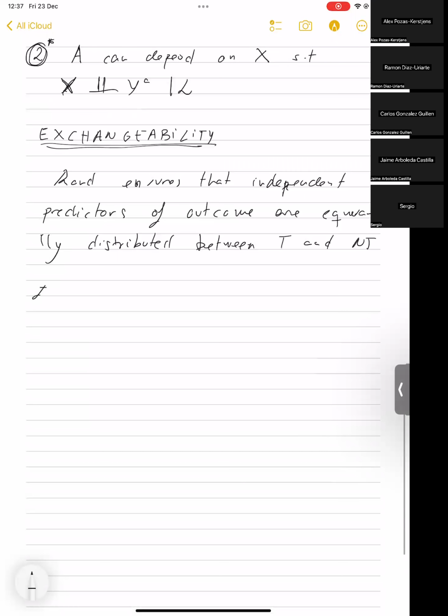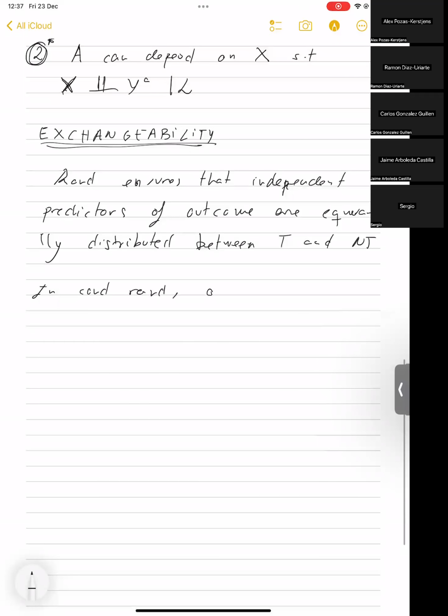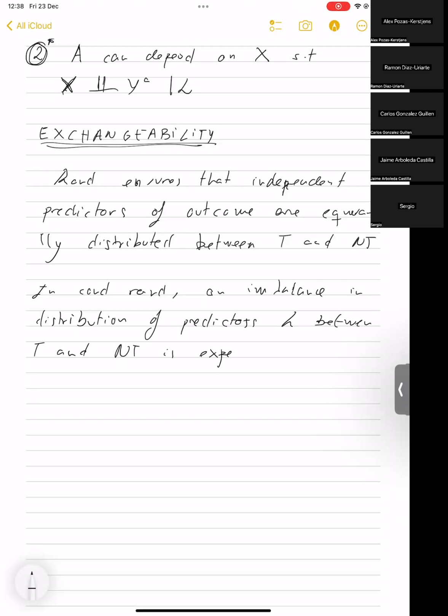In conditionally randomized experiments, an imbalance in the distribution of predictors L between treated and non-treated is expected by construction.